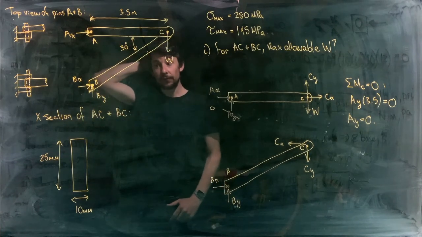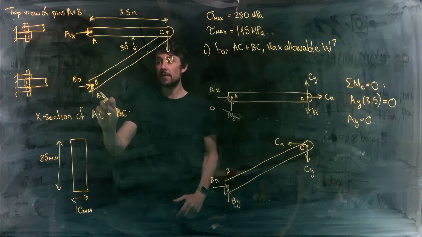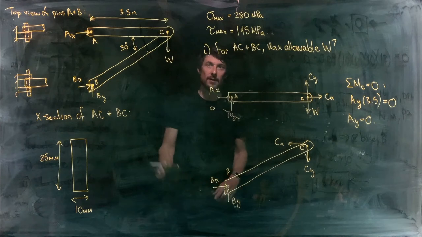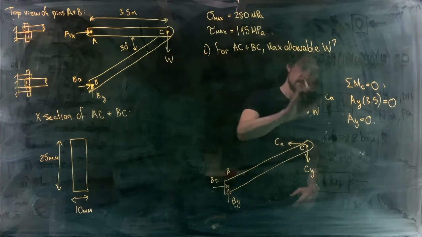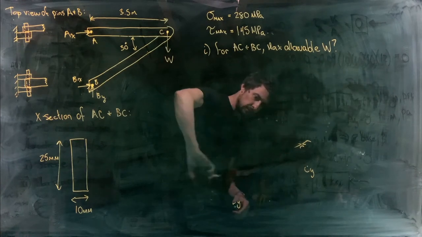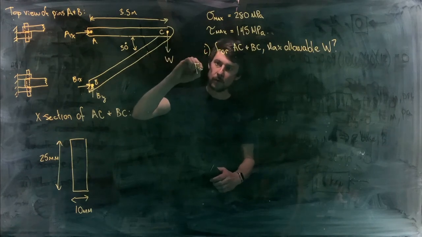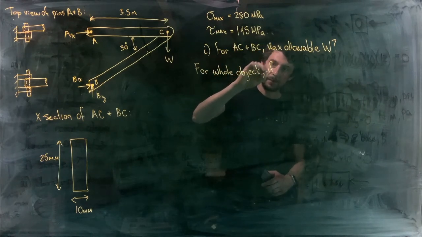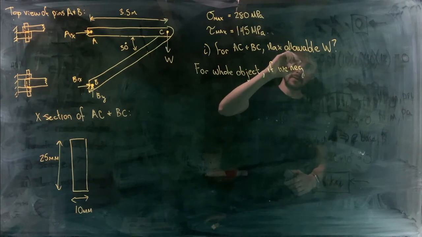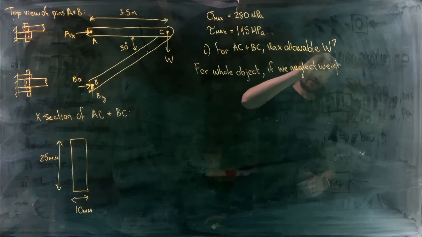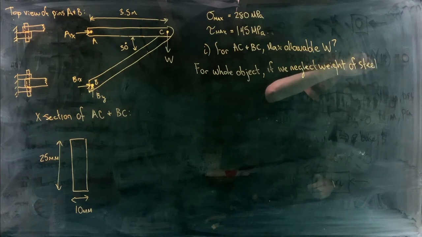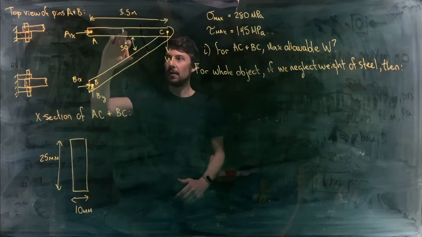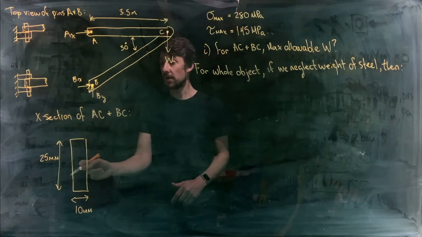Okay, so now that we've got those forces in there, we can very quickly see that for the whole object, if we sum the forces in the y direction, we'll just do some erasing here. So for the whole object, if we neglect the weight of steel, then, so if we neglect the weight of the bars themselves, they're small, so they're not going to weigh much.